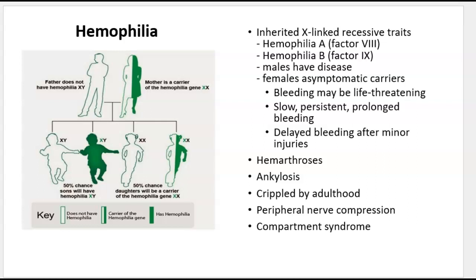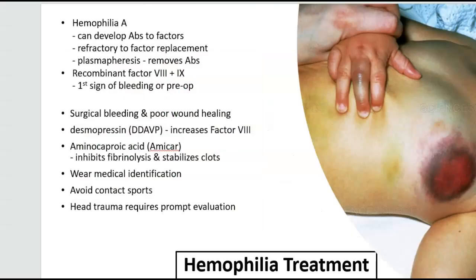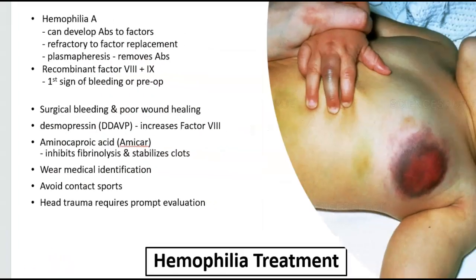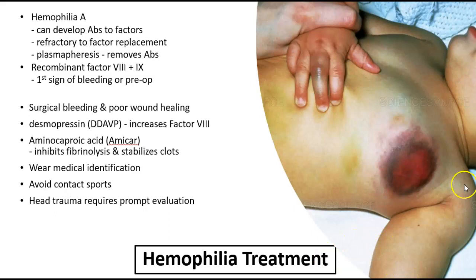Hemarthrosis would be a concern here, that is basically bleeding in the joint, which is a major cause of disability as these folks grow up. And of course, peripheral nerve compression, compartment syndrome with the swelling. So let's take a look at this little guy here on the next slide. You can see that this is a child, and you can see the massive hematoma that he has there.